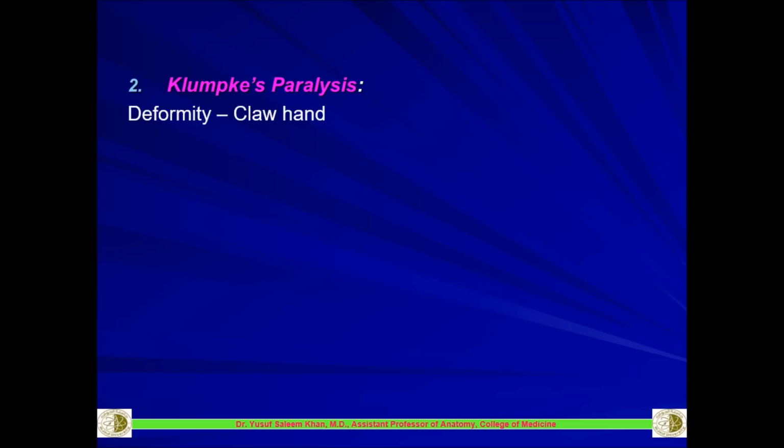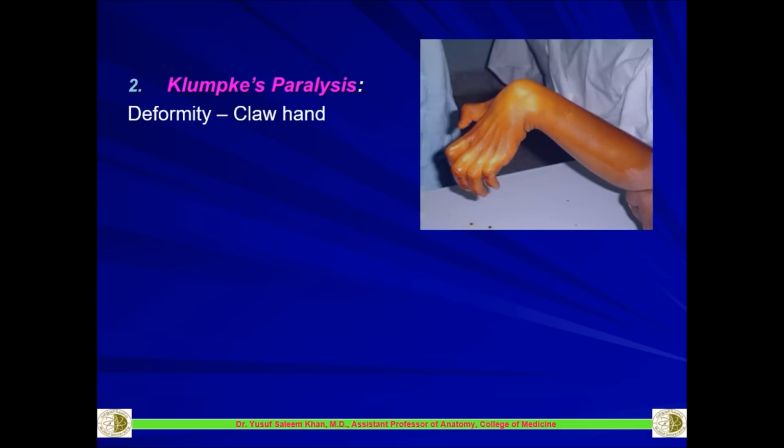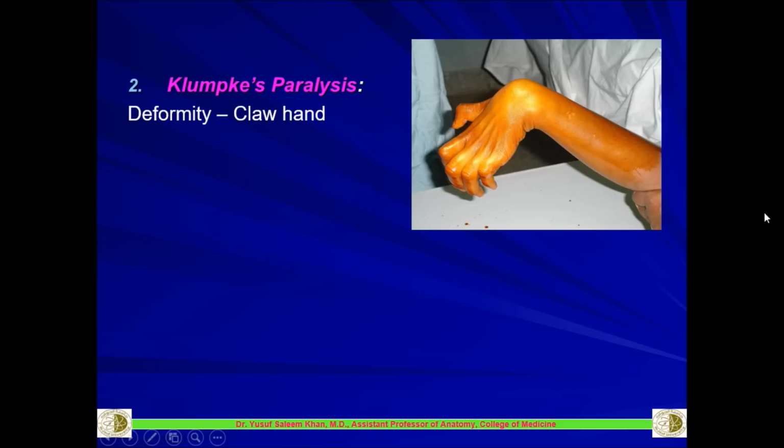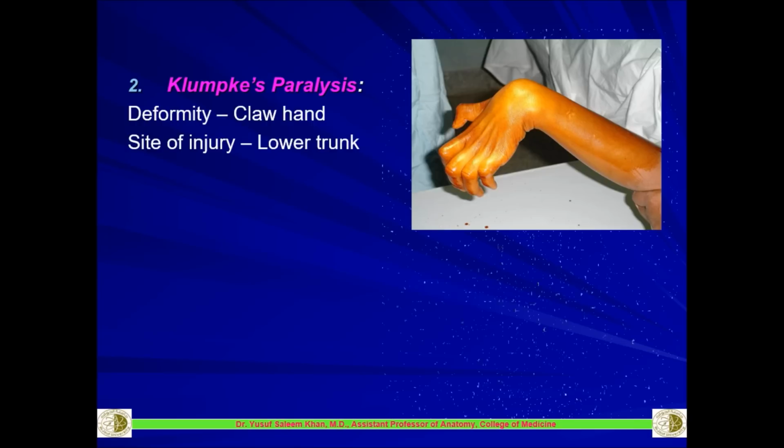The deformity which will be seen in this condition is called claw hand. If you can see here, this is the claw hand, just like the hand of the apes and monkeys. So this is because of a condition called Klumpke's paralysis. The site of injury here is the lower trunk. In case of Erb's paralysis, it will be the upper trunk. In case of Klumpke's paralysis, it is the lower trunk which is injured.